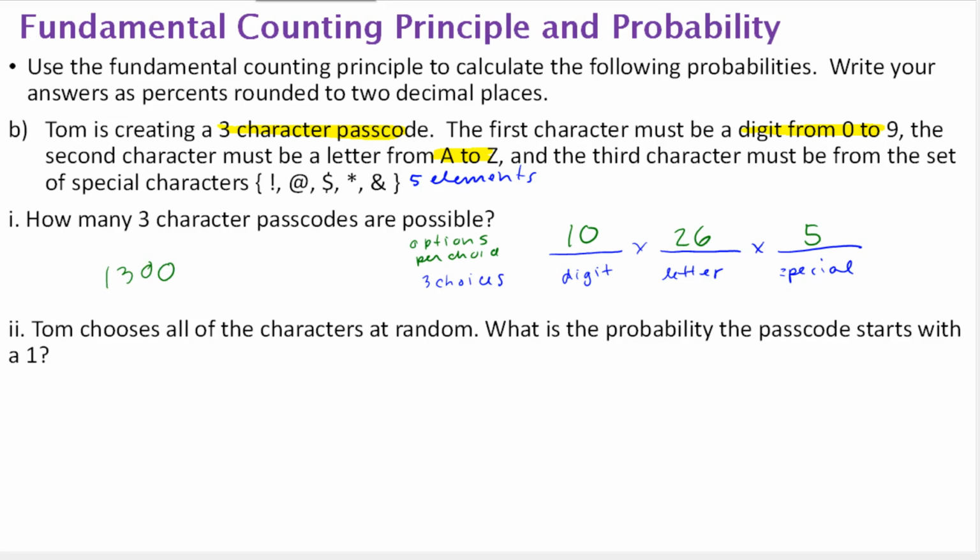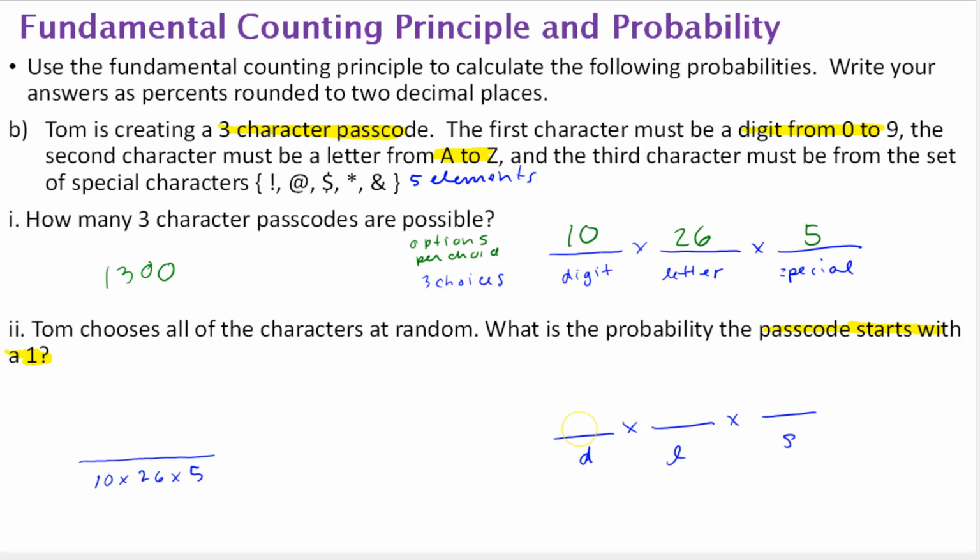Okay, let's look at the next question. Tom chooses all of the characters at random. What is the probability the passcode starts with a 1? So now, our denominator, and again, you'll see why in a minute, I'm going to write the denominator as 10 times 26 times 5. Now I'm going to find the number of ways to make the specific passcode where it starts with the digit 1. So we have a digit choice, a letter choice, and a special character choice. So this product with the passcode starting with 1 is going to be the size of our event space.